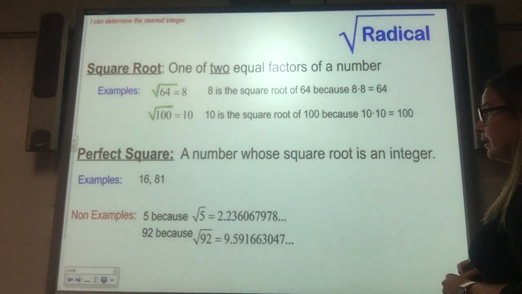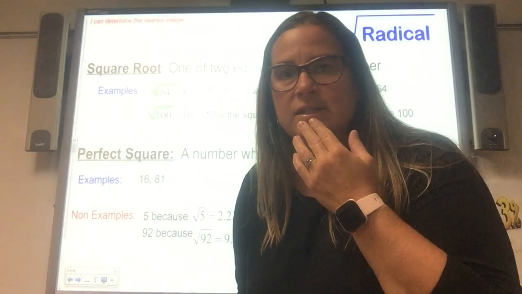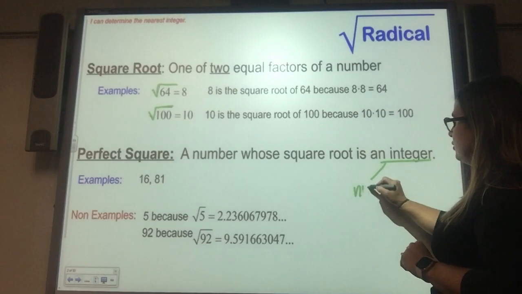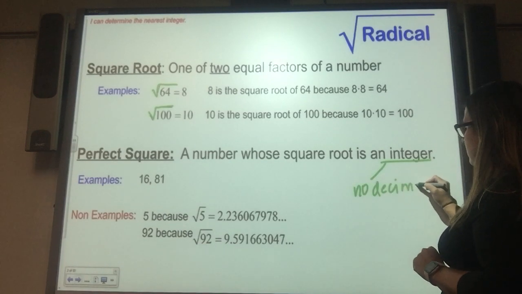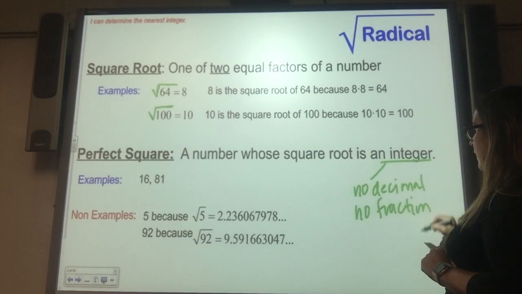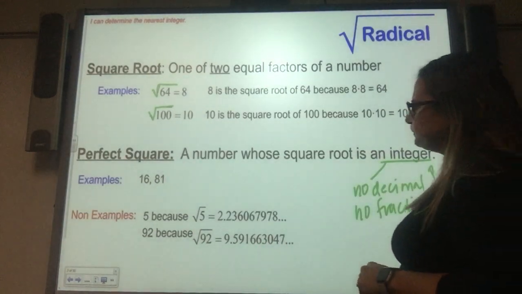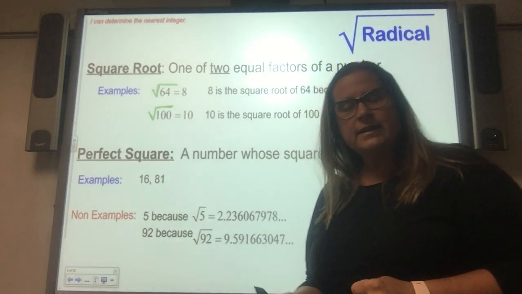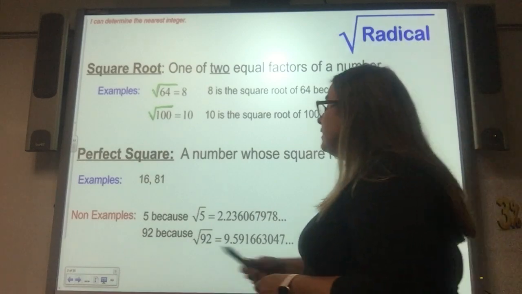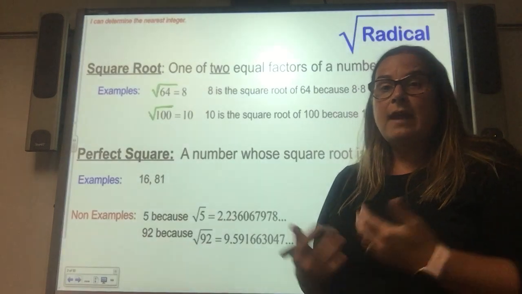Now a perfect square is a number whose square root is an integer. What's an integer? An integer means that there is no decimal and no fraction. That's what an integer is, okay? So an example of a perfect square is 16 because its root is 4, and 4 doesn't have a fraction, 4 doesn't have a decimal, okay? 81 is also a perfect square because the square root of that is 9 and 9 ends.